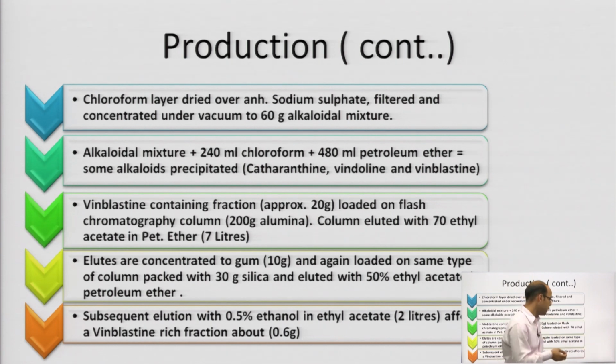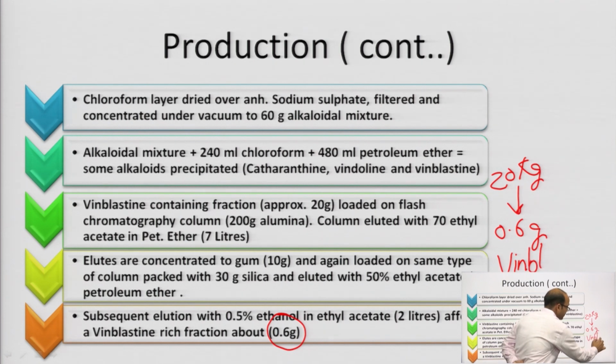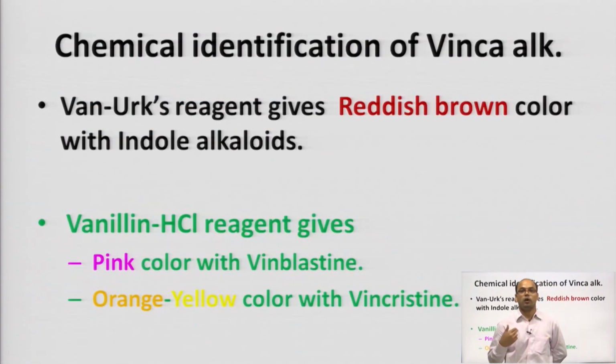So it is very important to note here that from 20 kg of raw material we have got only 0.6 gram of vinblastine. So you can calculate easily the percentage yield from this method. Since the drug is very potent, these extraction methods further need to be refined to increase the yield of the fractions. So moving on to the chemical identification of Vinca alkaloids.